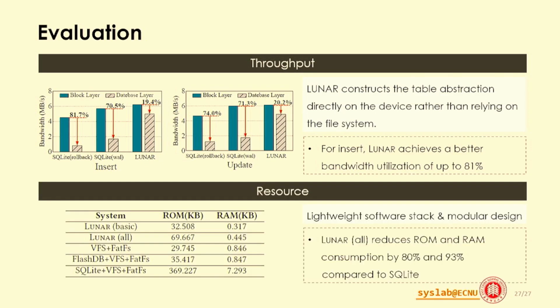This table shows the ROM and RAM usage of the systems. Lunar reduces ROM and RAM consumption by 80% and 93% compared to SQLite. It is due to the fact that Lunar has a lightweight software stack, leading to reduced resource consumption. Furthermore, its modular architecture allows the basic module of Lunar to offer table-based storage service and adapt to highly resource-constrained embedded devices.